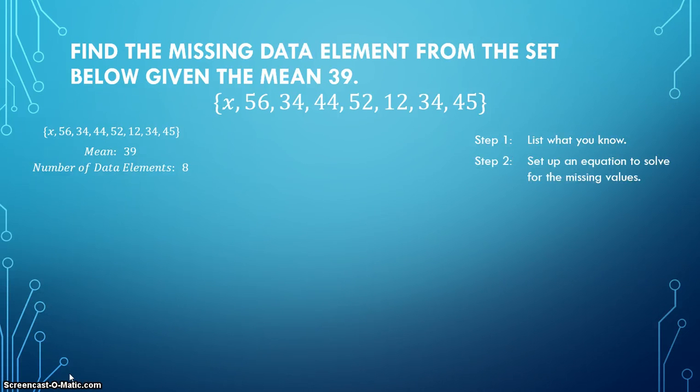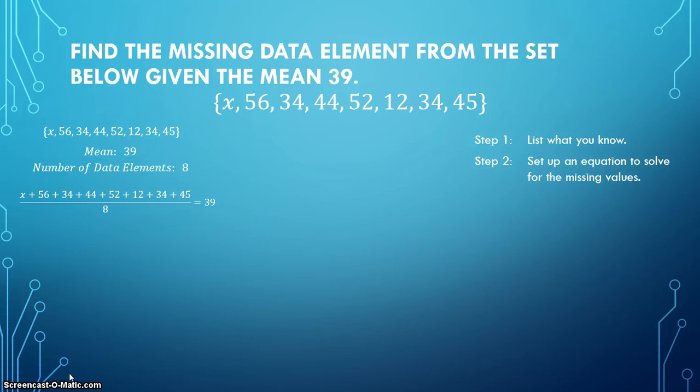So step 2, set up an equation to solve for the missing value. If you remember, the formula for mean is the sum divided by how many numbers are in the set. Well, sum means addition. So what we're going to do is take the entire set and add them all together, and then divide all that by 8. And set that equal to the mean, which is 39. As you can see, the equation's right there.